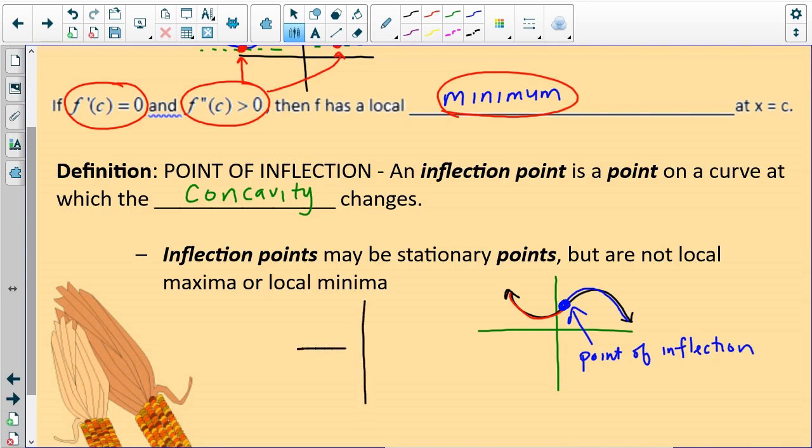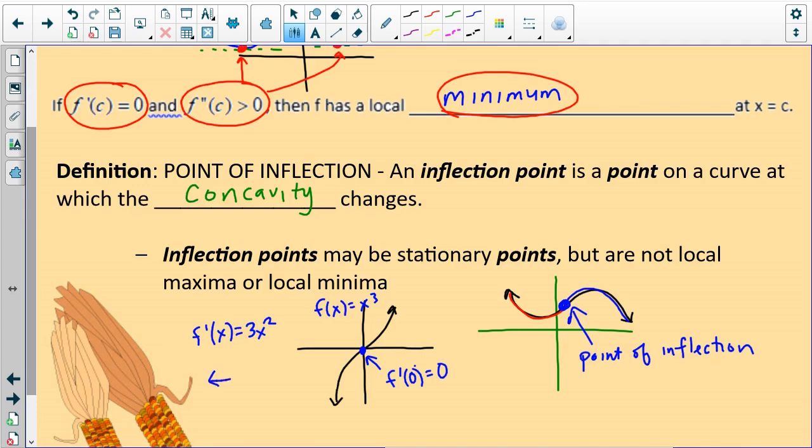Inflection points may be stationary points, but they're not local maxes or mins. So an example of that would be y equals x cubed, where we have a graph that looks something like this. Notice it changes from concave down to concave up. And the derivative at this value is also equal to 0. So f prime of 0 is 0, but it's not a local max or min because if I take a look at the first derivative test, so I called this f of x, which is x cubed. If I take a look at this, f prime is 3x squared.